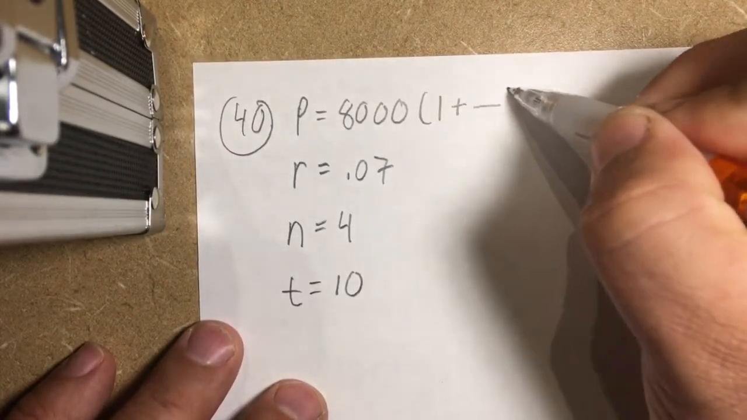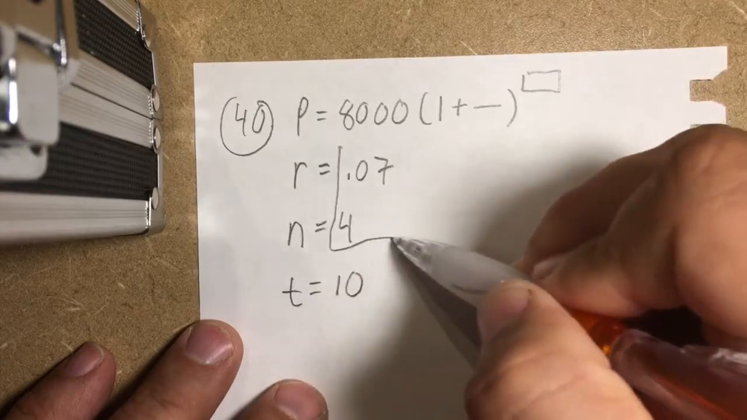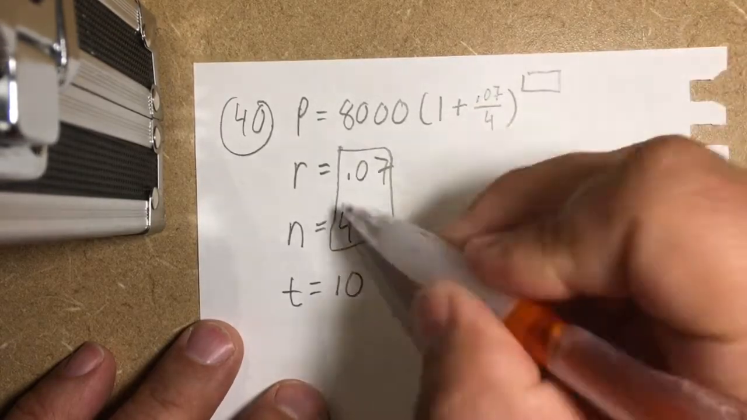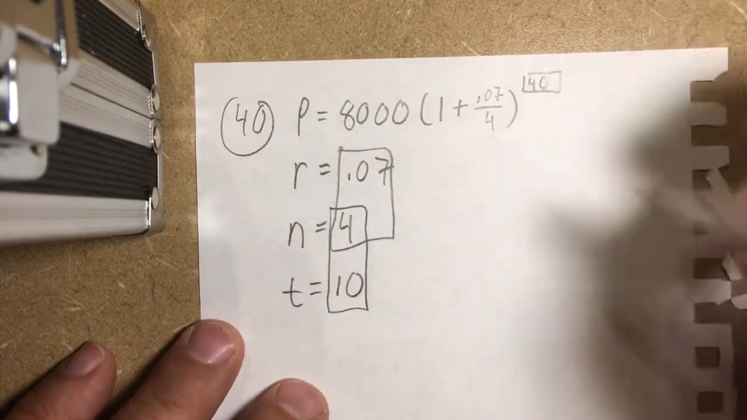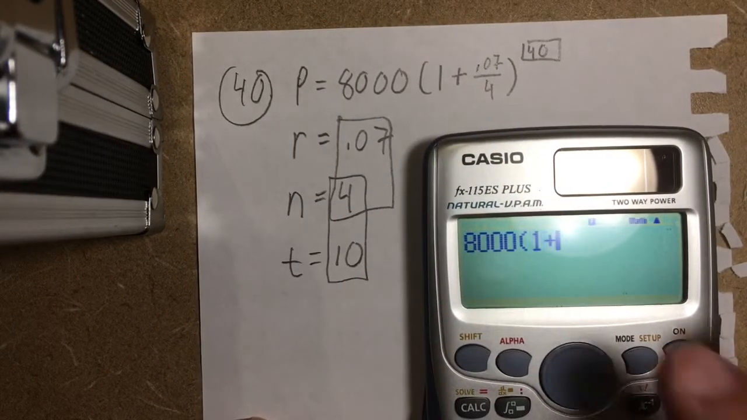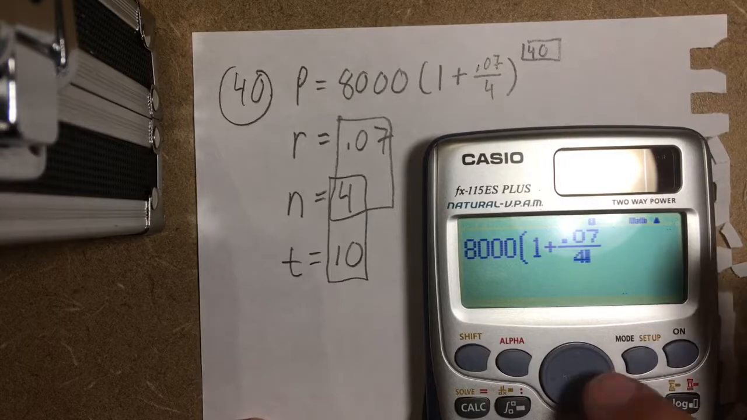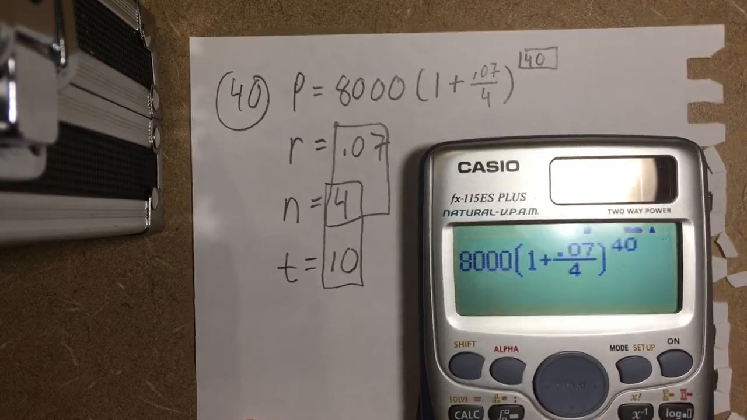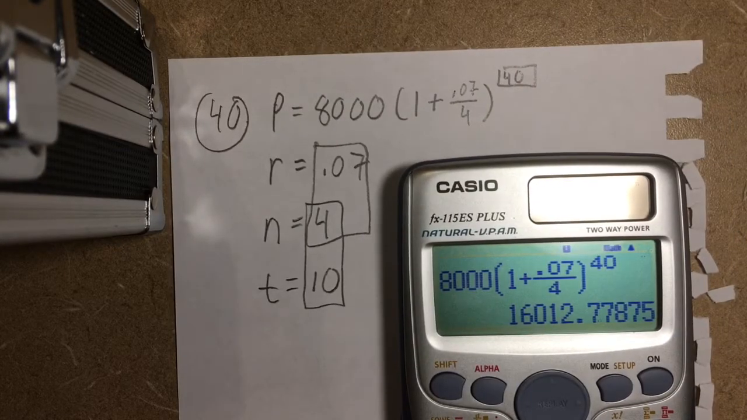1 plus a fraction bar to an exponent, 0.07 over 4, and the 4 times 10. I'm just going to put that up there as 40. Calculator key in 8,000, parentheses, 1 plus the fraction bar, 0.07 over 4, to the 40th power. And after 10 years, there should be 16,000, almost double. $16,012.78. You have to round it to the nearest hundredth.